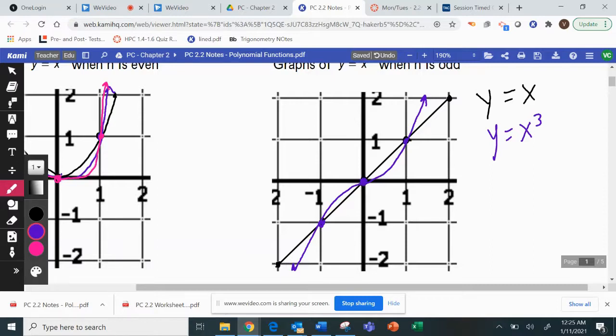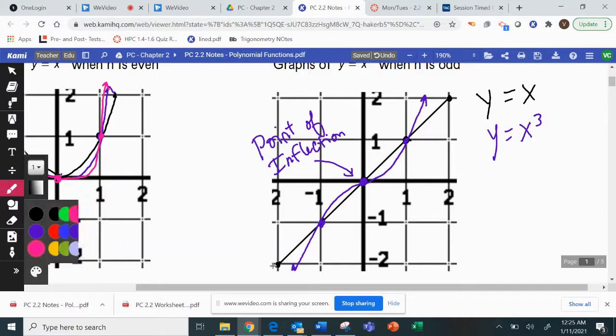This point has a vocabulary term. It's called the point of inflection. And that's the point where the concavity changes from down to up.